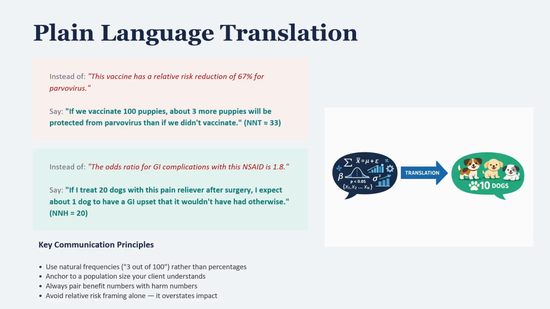When you translate clinical evidence into client communication, the formula is simple. Pick a reference population your client can visualize, 100 animals, or the size of their herd, and express the benefit as how many of those animals benefit. If I treat all 100 cows this way, about 6 fewer will get mastitis compared to the other approach. Then express the harm. For about every 20 cows I treat, one might have a mild injection site reaction.